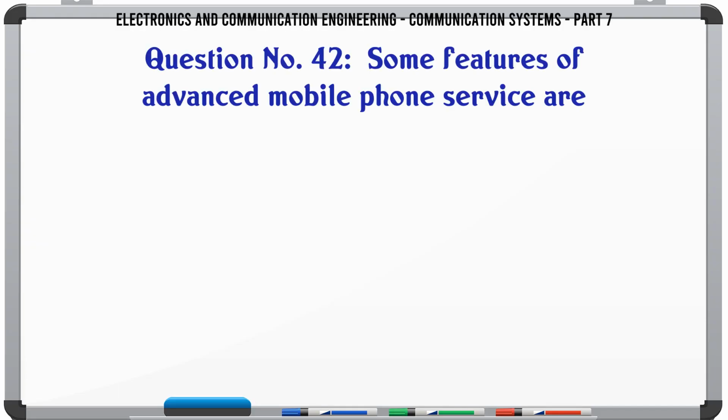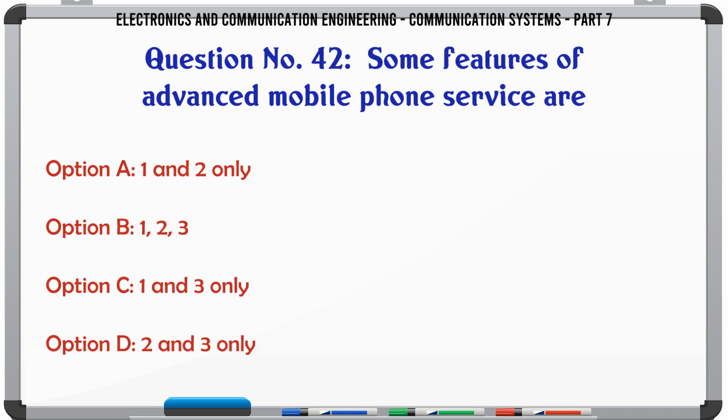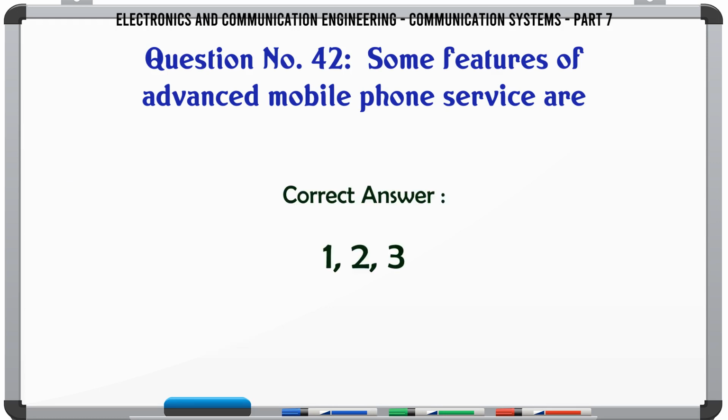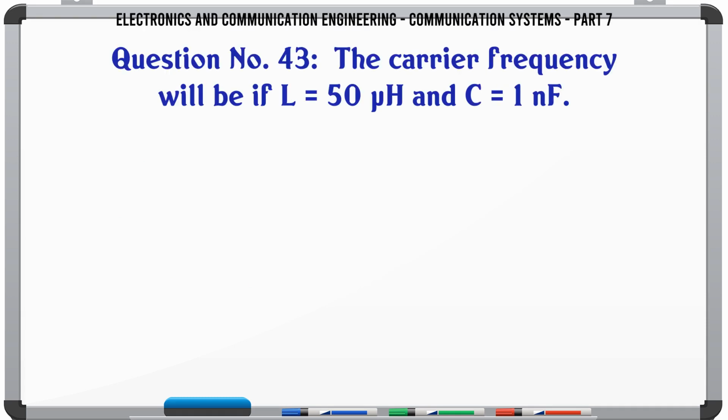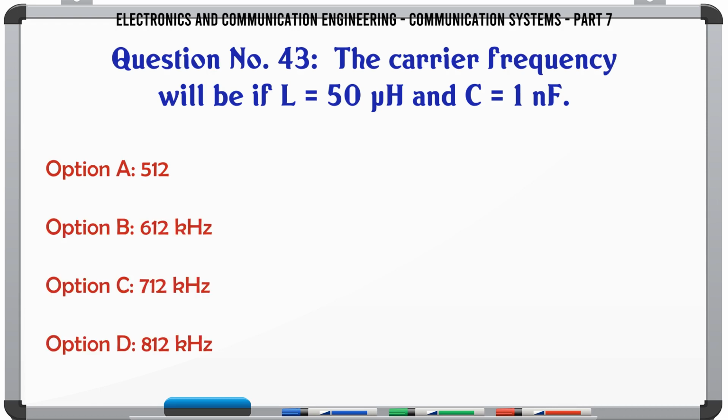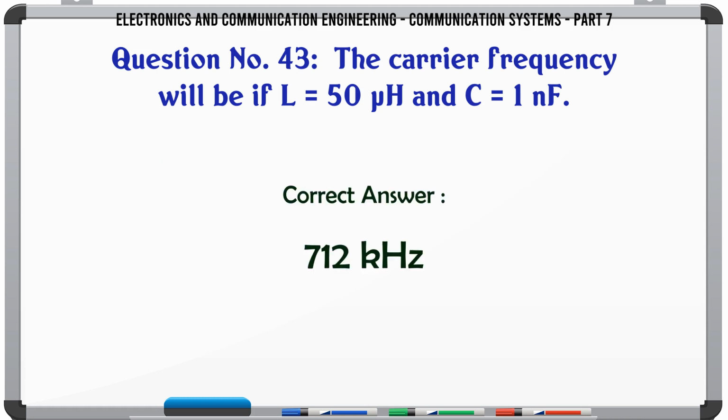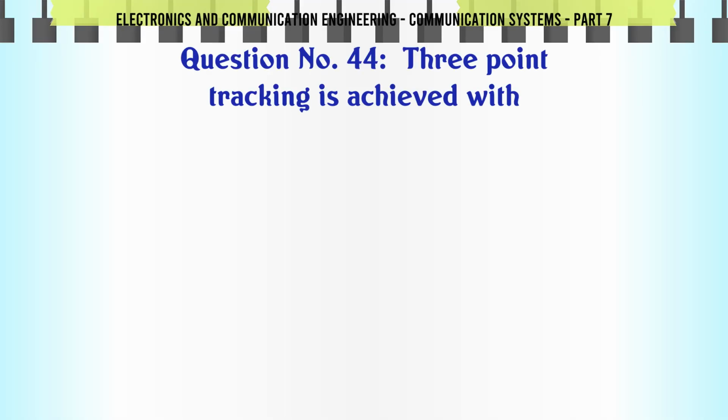Some features of advanced mobile phone service are A 1 and 2 only, B 1, 2, 3, C 1 and 3 only, D 2 and 3 only. The correct answer is 1, 2, 3. The carrier frequency will be, if L = 50 µH and C = 1 nF, A 512 kHz, B 612 kHz, C 712 kHz, D 812 kHz. The correct answer is 712 kHz.